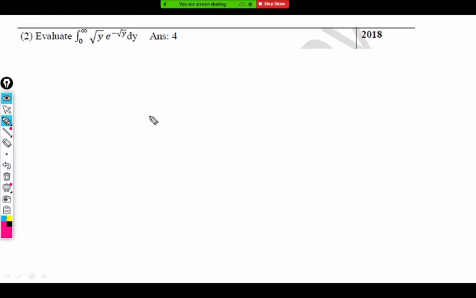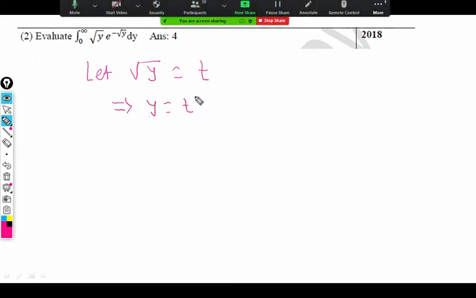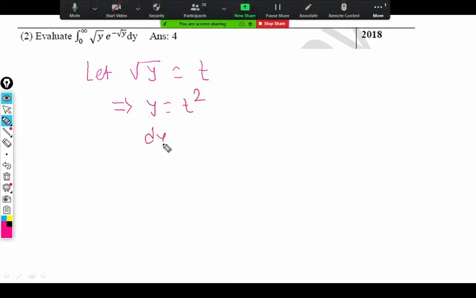Simple example. Yes, anyone? What should be the substitution? y equals t square, root y equals t. Okay, so y is equal to t square, and the value of dy becomes 2t dt, and we can cross check the limit again.